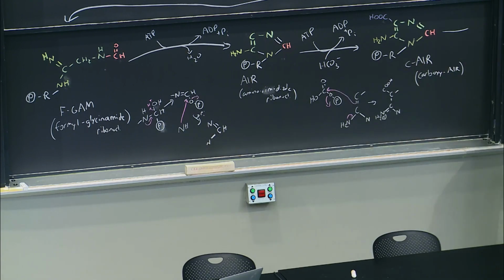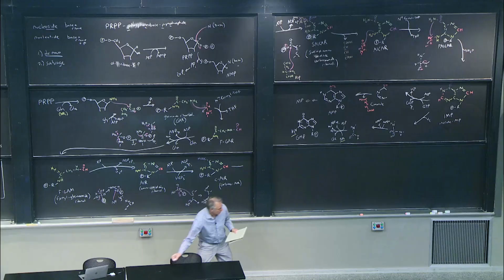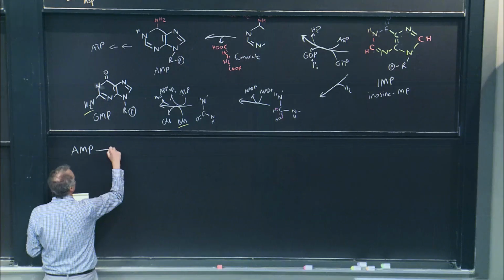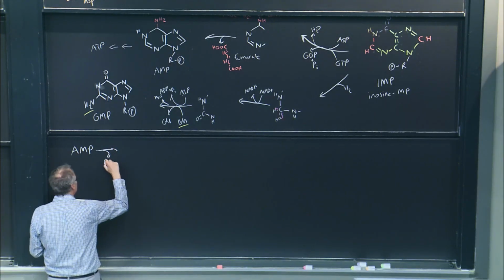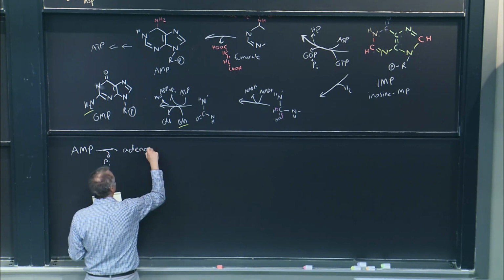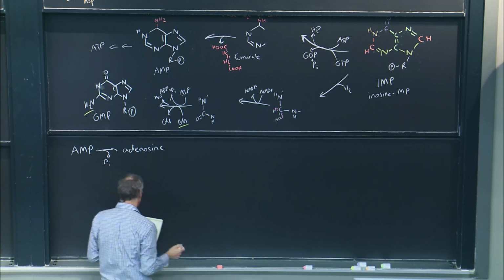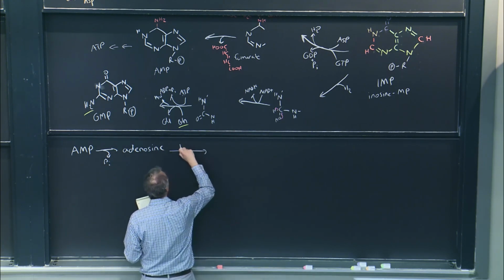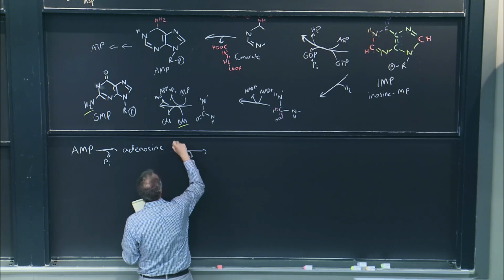And so just to summarize what I showed you on the slide. To break down AMP, you'd remove the phosphate. Now you end up with the nucleoside, adenosine. Okay, so that's adenine plus the ribose.